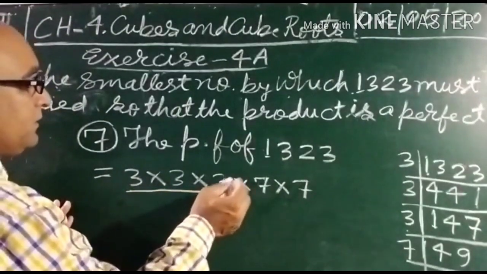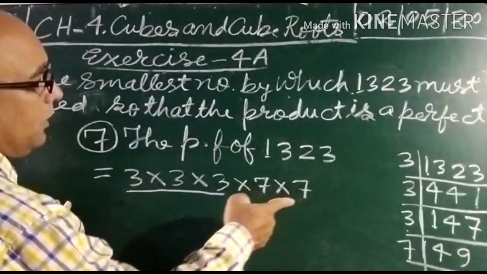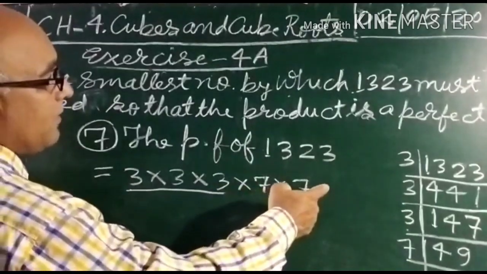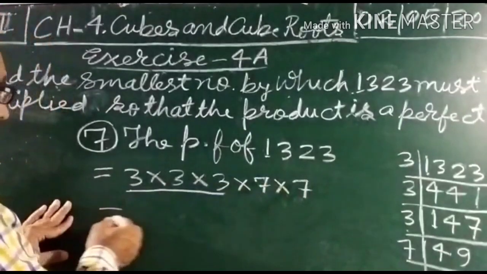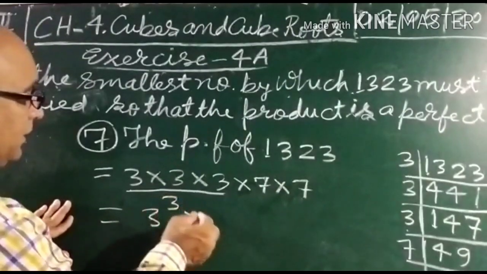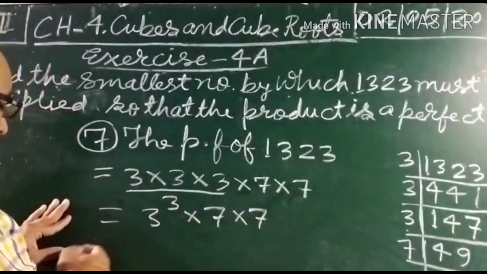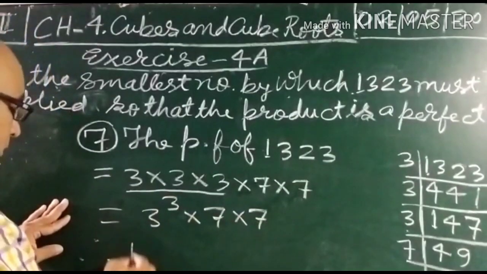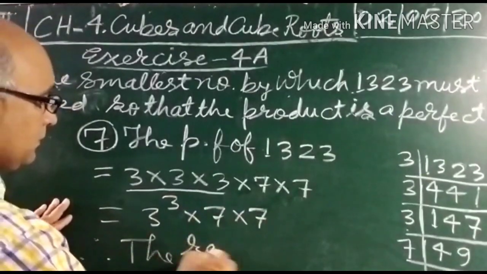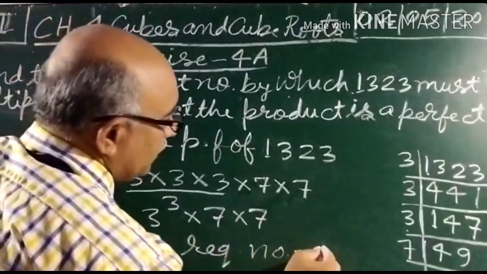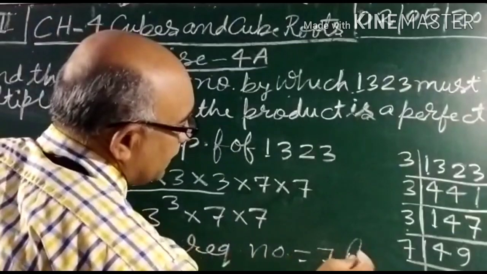Make a triplet. So 7 is not in a triplet. For making a triplet, this number is multiplied by 7. Write again 3 cube into 7 into 7. Therefore, the required number equal to 7, answer.